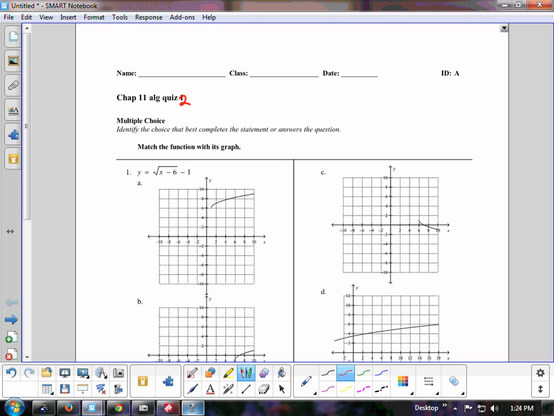Well, if you recall, y equals, underneath the square root sign is the left and right shift. Remember, it's the opposite of what you think it's going to be. So since it's a minus 6, you're going to go this way 6, plus 6 that way. So you do the opposite. And then the up and down is whatever it says. So minus 1 means down 1. So we're going to take our parent graph, which we learned was 0, 0, 1, 1.